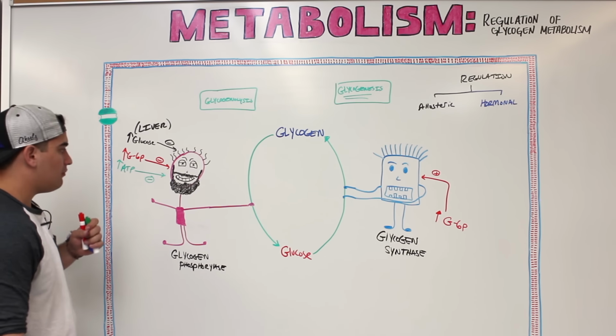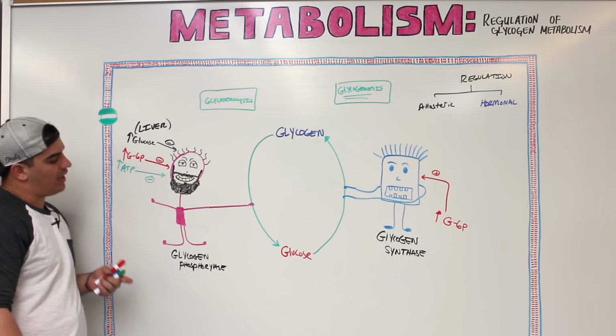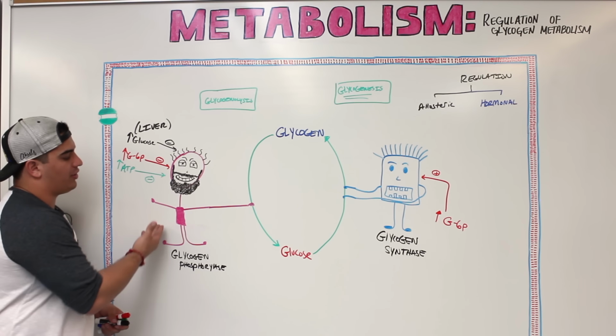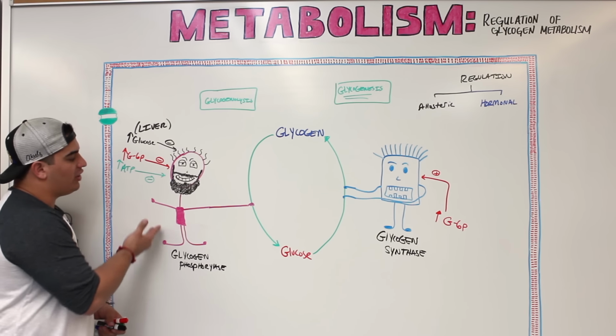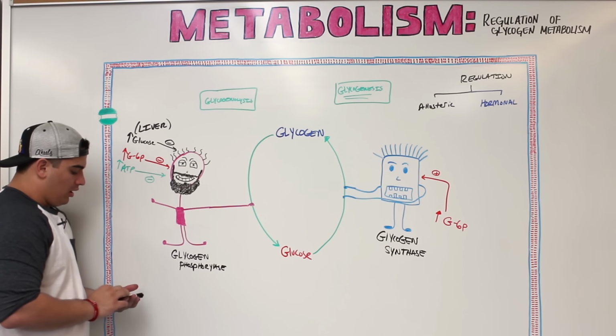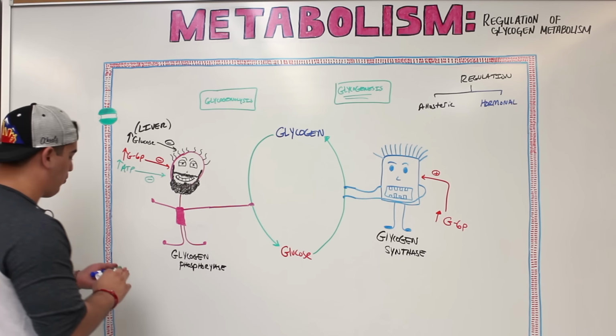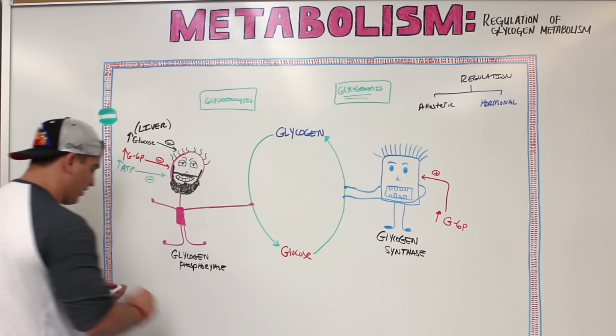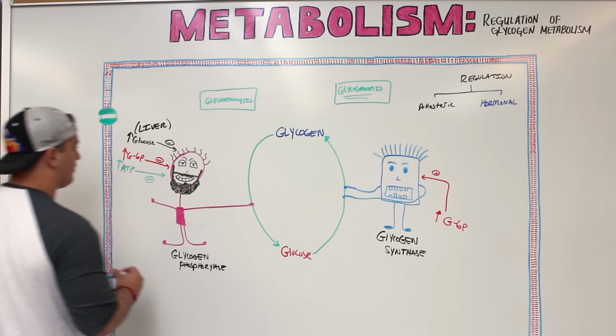Okay, now we need to do something else. Now, there's a weird component to this glycogen phosphorylase. There's something else that we can do to this guy. Oh, before we do that, one other thing. Before we do this one, there's another stimulus.